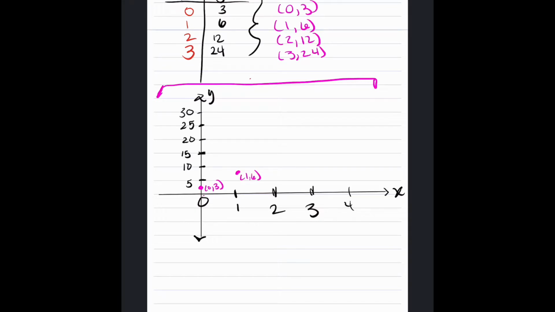It's okay if it's a little off as long as you label your point. Over 2 and up 12 will be right about here. Over 3 and up 24 will be right about there. This pattern continues, even though we stopped at 3. It doesn't mean the graph stops. So we're going to make sure we draw an arrow at the end to show that this graph continues.